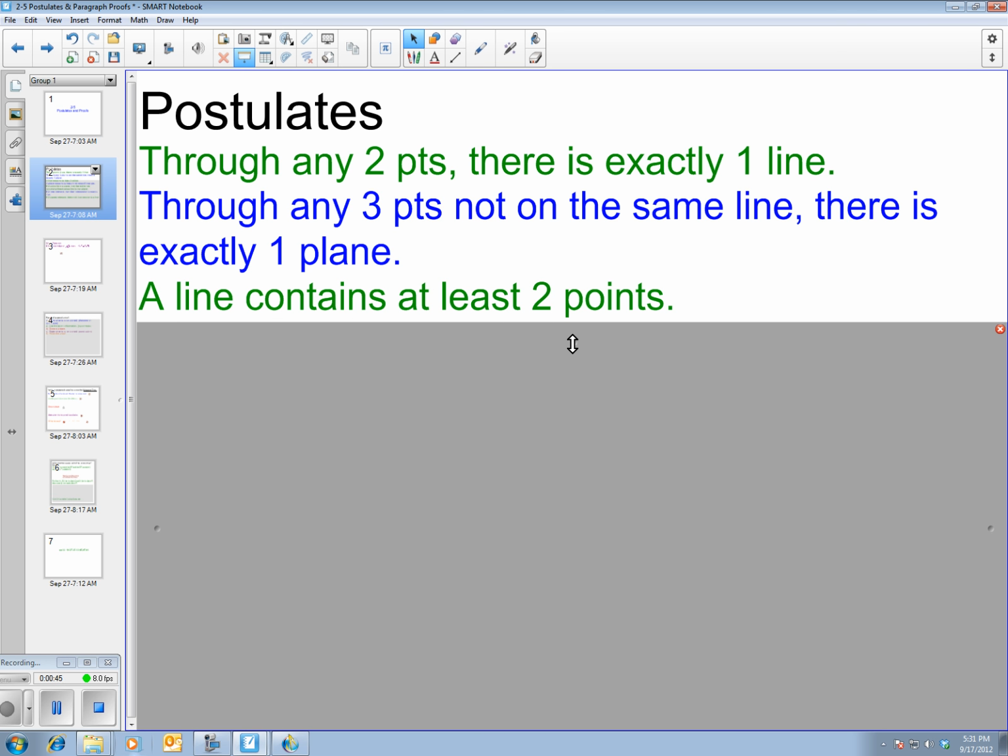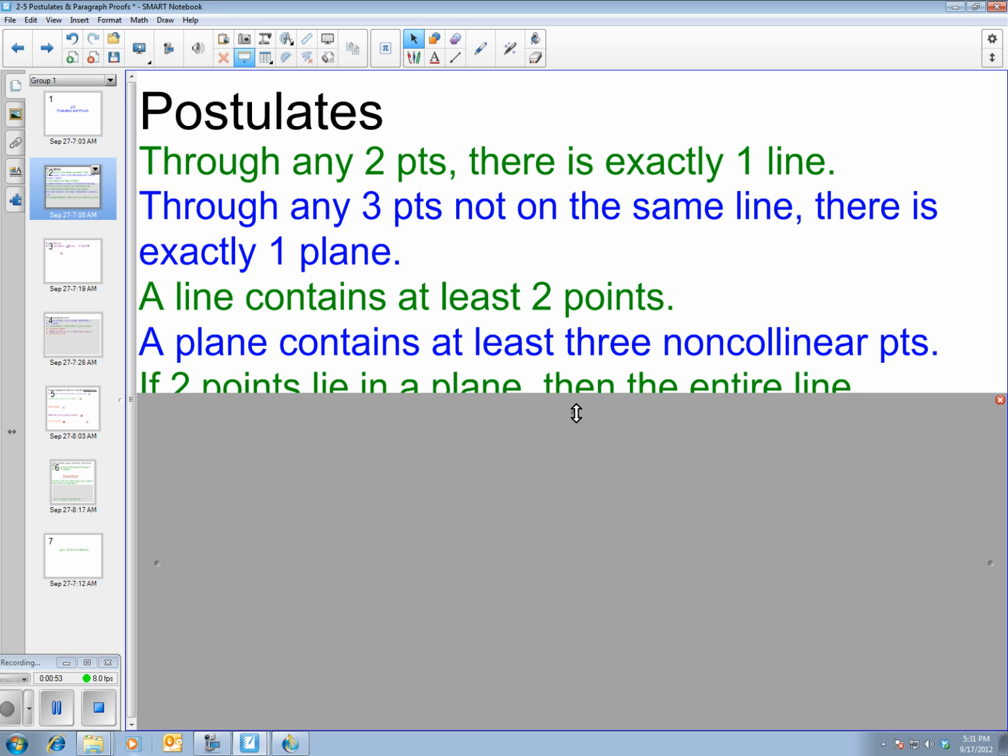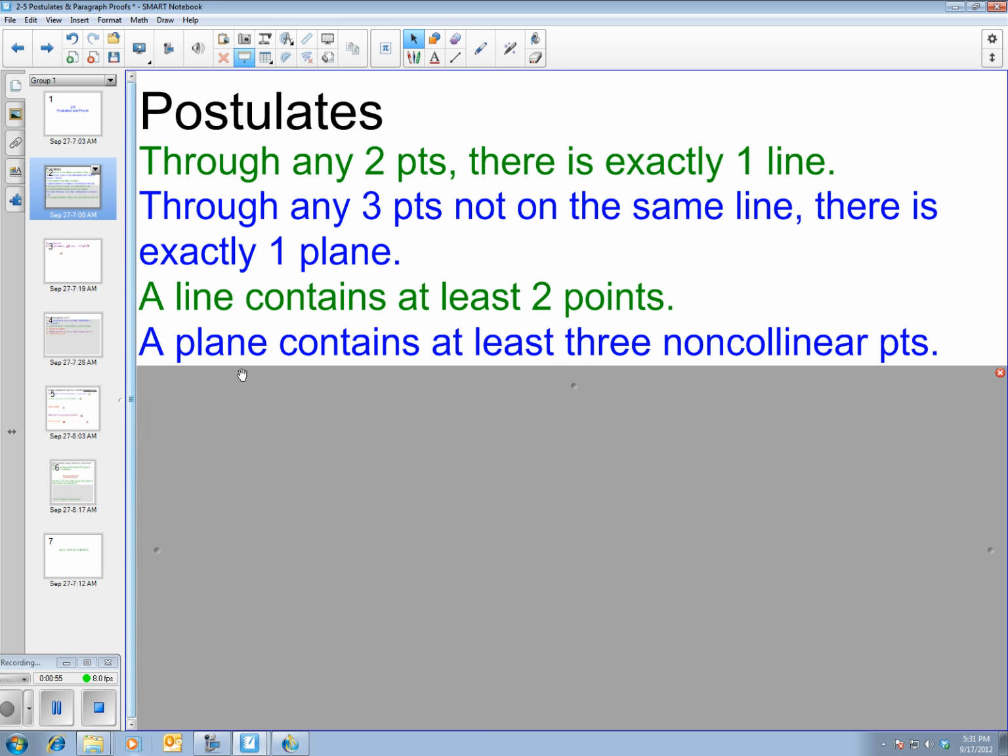A line contains at least 2 points. This one's very similar to the first postulate, which says any 2 points there is one line. A plane contains at least 3 non-collinear points. It's very similar to through any 3 points, not on the same line, there's exactly one plane. You'll notice some converses in these examples.